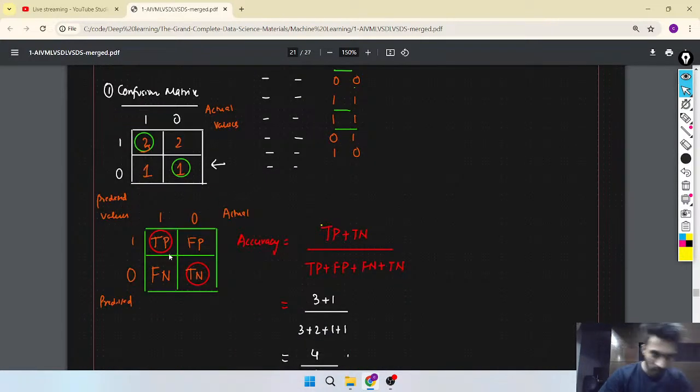Now, I have already told you about the true positive column. Basically, this is your actual and this is your predicted. True positive means your actual value is 1 and your model also predicted 1. So we can say true positive, true negative. On the diagonal you can see the values that are correct, and the others are incorrectly predicted by your model.